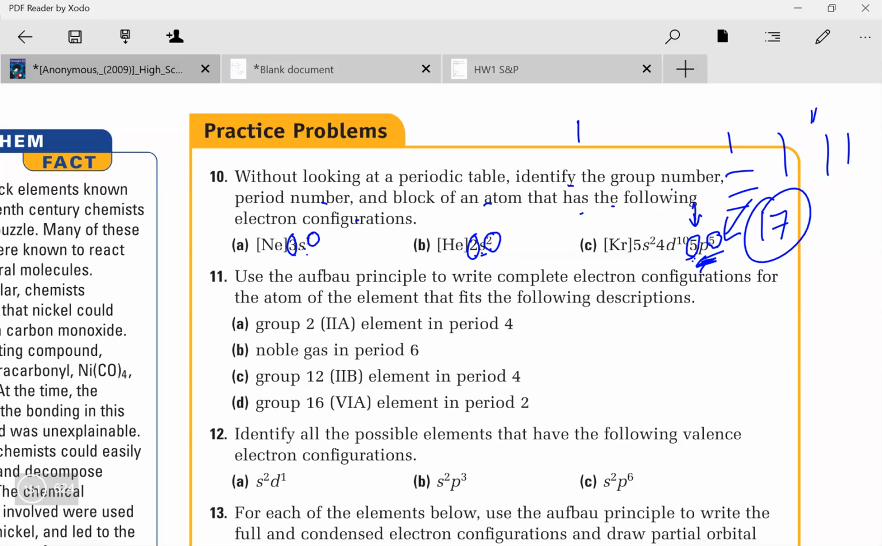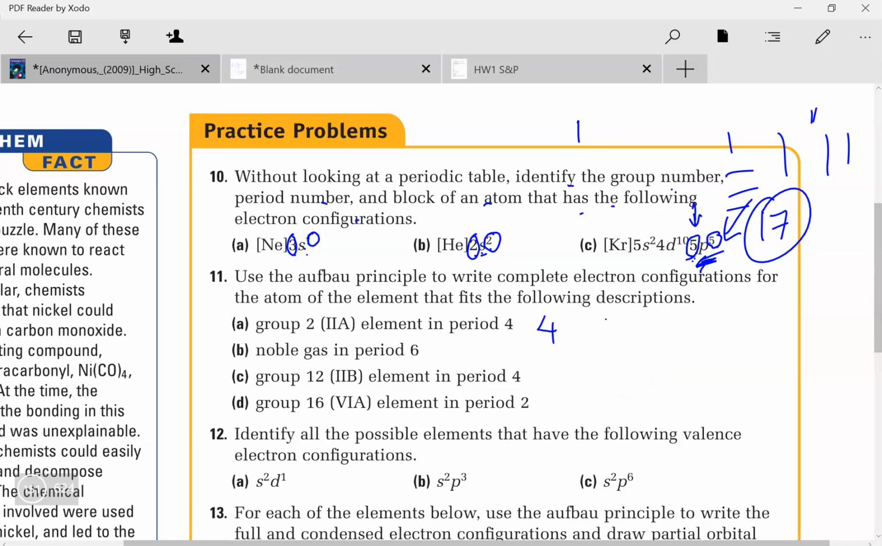Okay, group 2 element in period 4. That's interesting. How do we label period 4? Oh, okay, never mind, I get it. Period 4 is the 4th period. So here you have, first one's hydrogen, second one's lithium, sodium, this is potassium, and group 2A. So here we have calcium. So you don't really have to know that, but what we do have to know is how to write electronic configurations for these things.